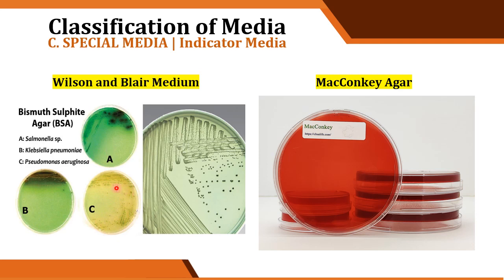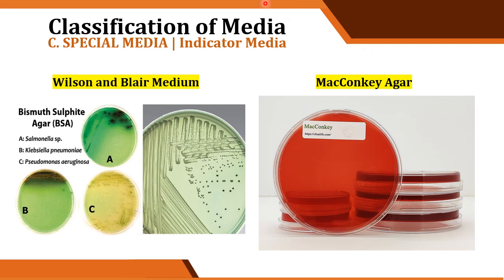Okay? So, ayan. B, Klebsiella pneumoniae. So, pag Klebsiella pneumoniae naman ang na-isolate, ito yung magiging itsura niya, and then Pseudomonas aeruginosa. Okay? So, indicator, it has an indicator, nasa name niya na, to tell you what certain bacteria have you isolated.